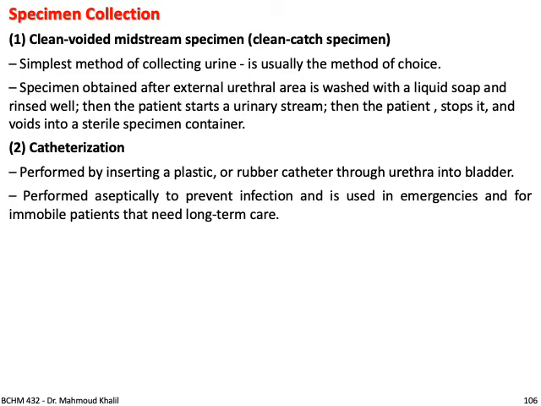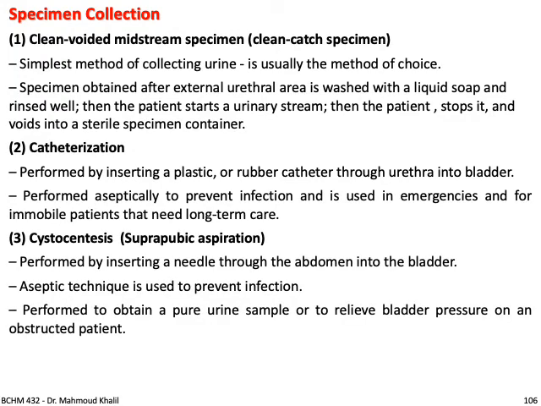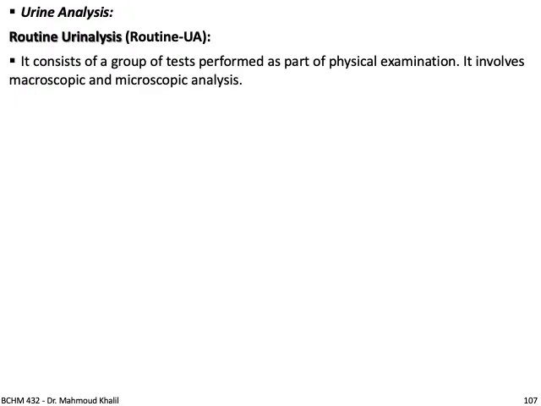Catheterization is performed by inserting a plastic or rubber catheter through the urethra into the bladder. It is performed aseptically to prevent infection and is used in emergencies and for immobile patients that need long-term care. Cystocentesis, or suprapubic aspiration, is performed by inserting a needle through the abdomen into the bladder. Aseptic technique is used to prevent infection. It is performed to obtain a pure urine sample or to relieve bladder pressure in an obstructed patient.